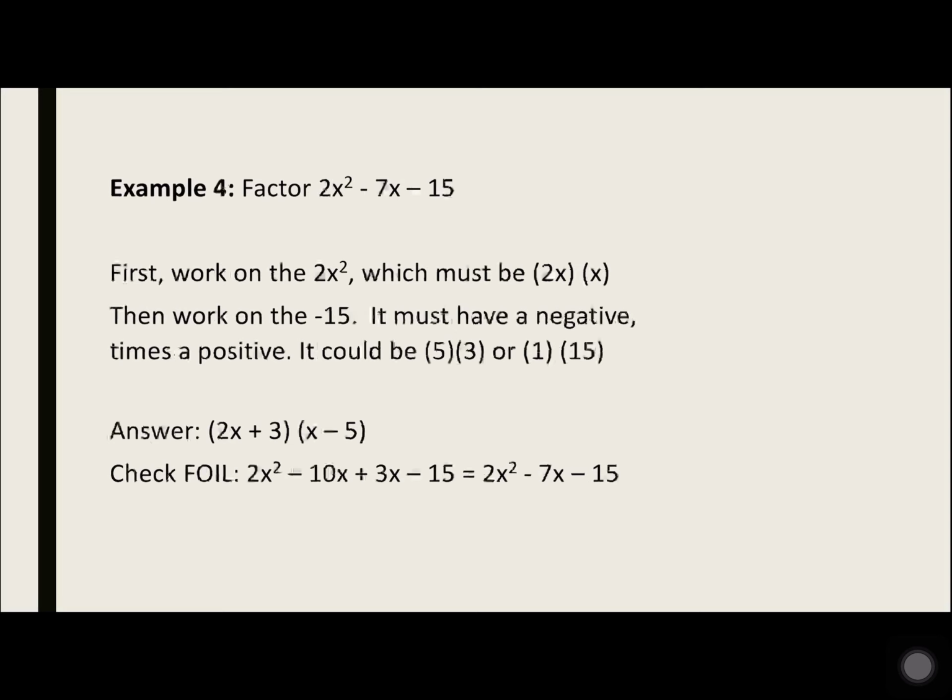Let's check. 2x times x, 2x squared. Outside, 2x times negative 5, negative 10x. Inside, 3 times x, 3x. Last, 3 times negative 5, negative 15. Our like terms there are negative 10x plus 3x equals negative 7x.